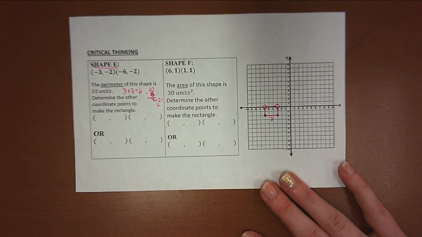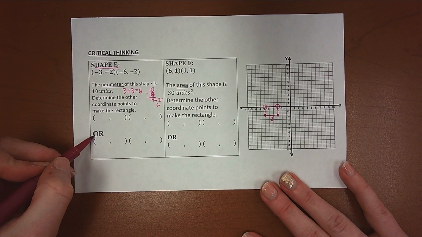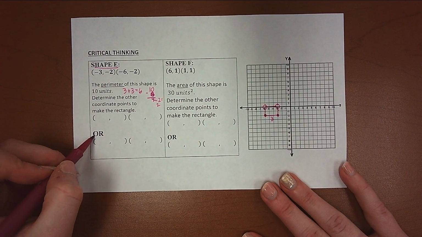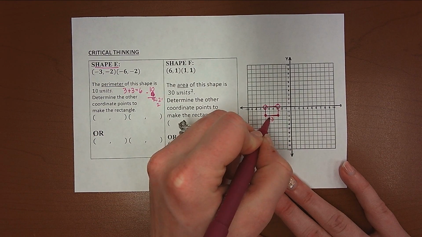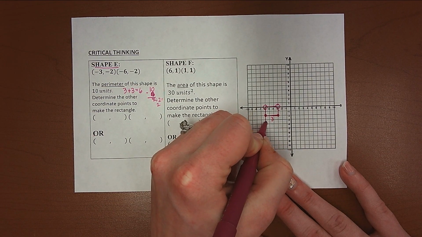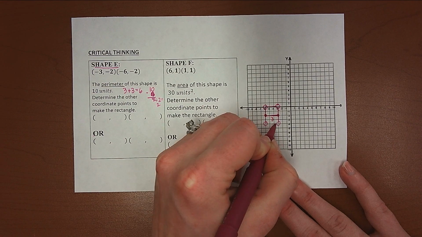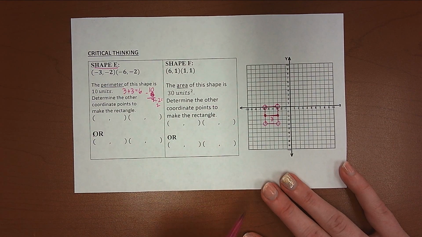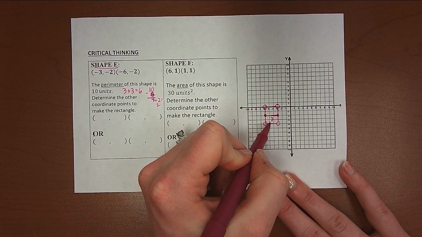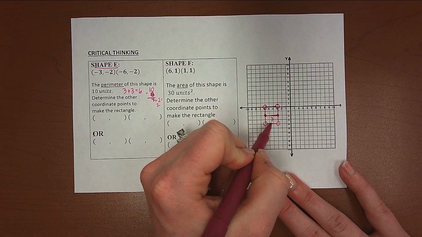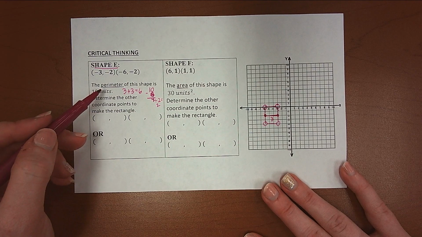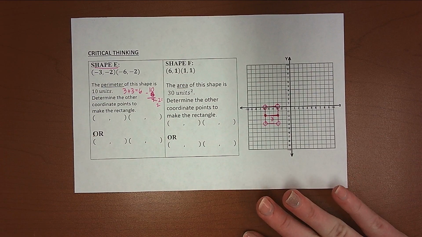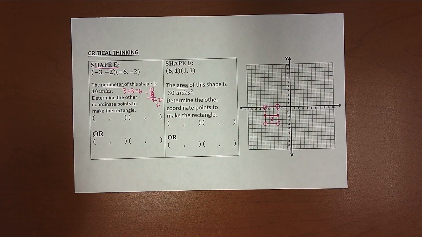Or, down here it says, or we could do a different set of points. We could also go from the original line, we could go down 2, and have another rectangle that's 3 plus 2 plus 3 plus 2, which is 10. And these 2 points would also make shape E have a perimeter of 10 units. It'd be a rectangle with 10 units.